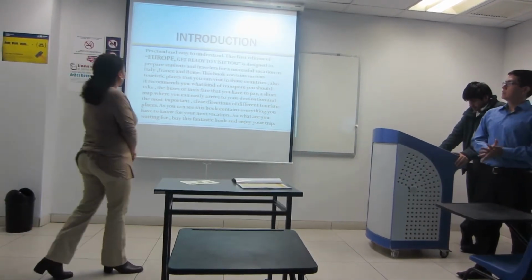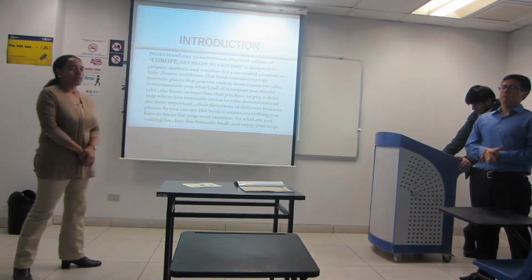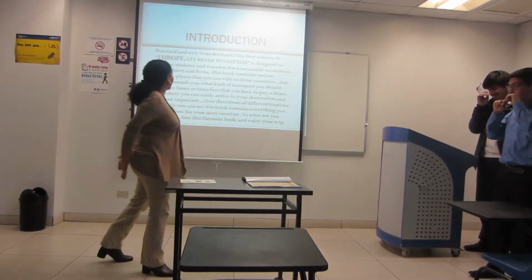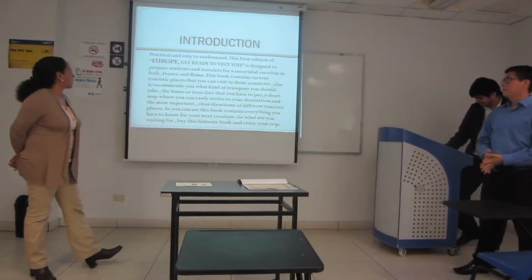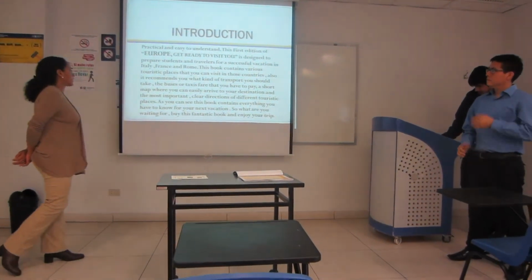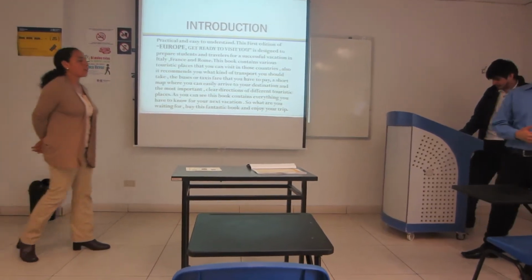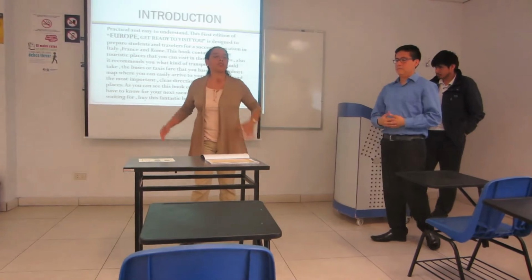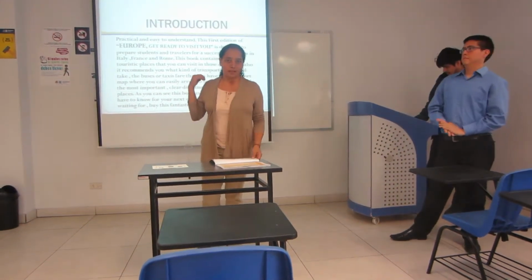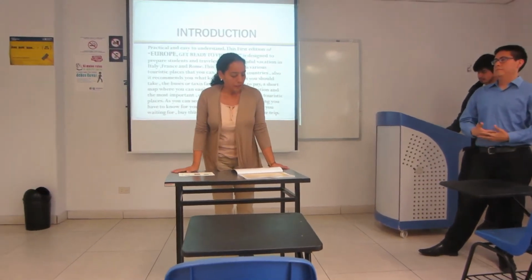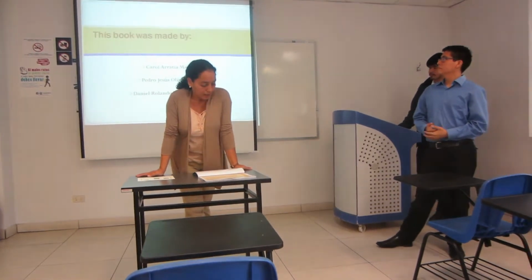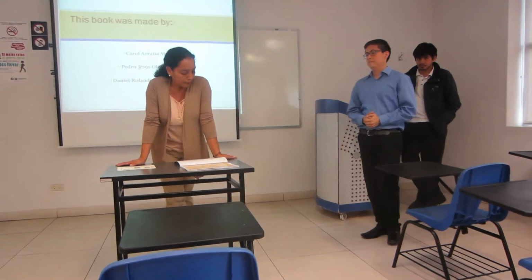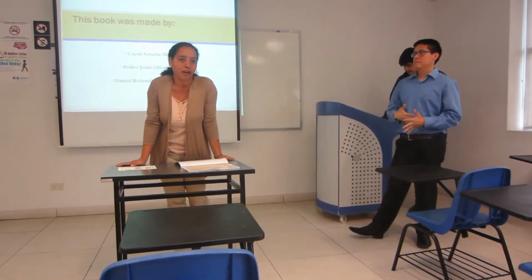This book contains various touristic places that you can visit in those countries. Also, it recommends what kind of transport you should take, the bus or taxi fare that you have to pay, and a lot of information about how to travel to these places. This book is divided in 3 units: making plans, places to visit, and getting around.